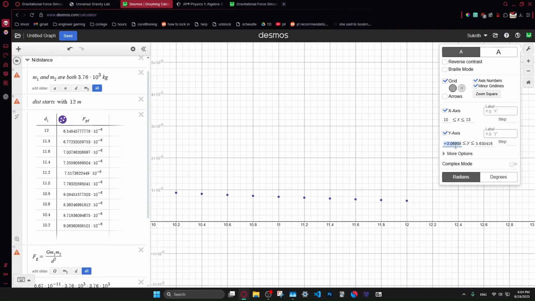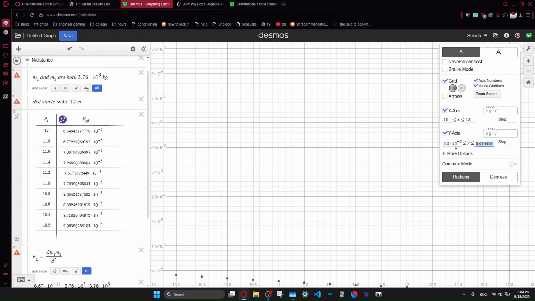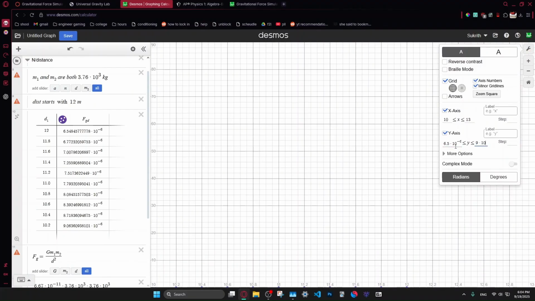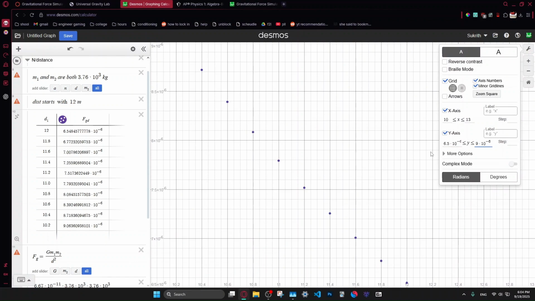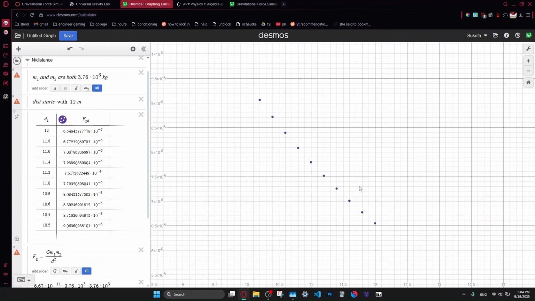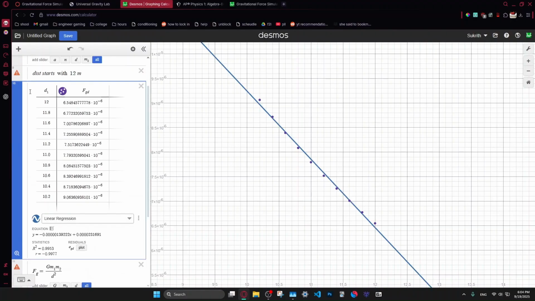Well, y-axis, we go from the top to the smallest part, so 6.5 times 10 to the negative 6, and then we'll go 9 times 10 to the negative 6. I'm going to zoom out, and there we go. Why is it a straight line? I actually don't think it's a straight line. So it shouldn't be a straight line. So we're just going to make a line. See, look how it's kind of off. That's how it should be. It shouldn't be quite accurate.